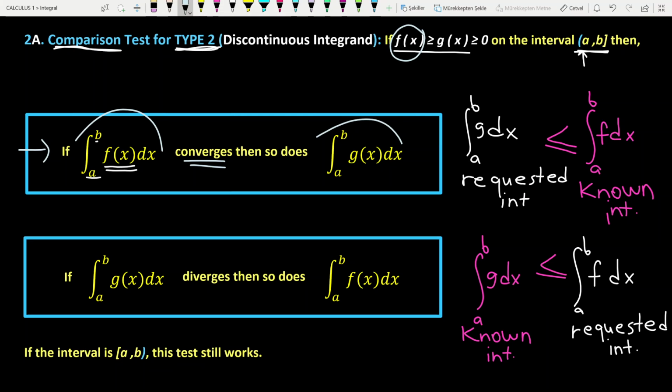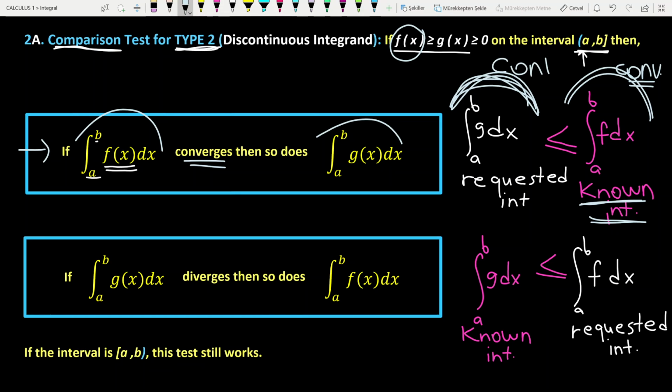Let's try to understand this case. Assume that you have a known integral. You know the behavior, you know the convergence of this one. And you know that the greater one is convergent. What does it mean? The answer of the greater one is a number. What can we say about the smaller one? If the greater one is a number, the smaller one must be a number. This is why if the greater one converges, the smaller one must converge.